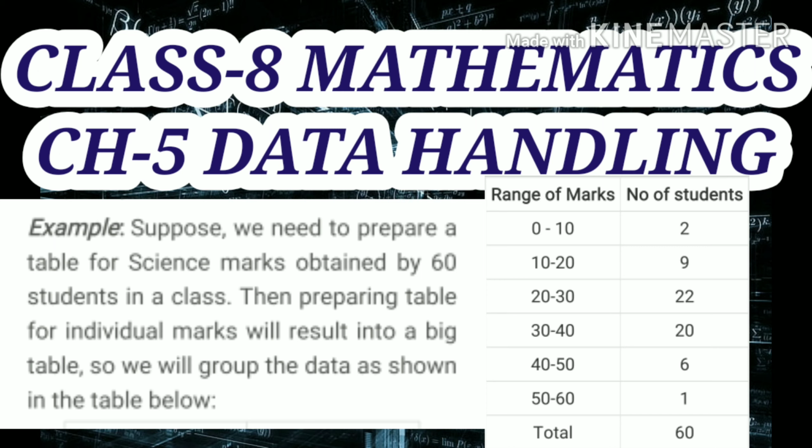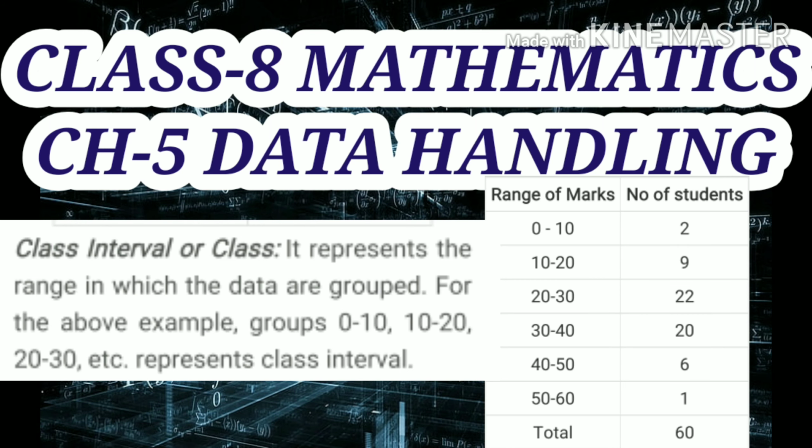So children, if we group the data, the table we get is called a frequency distribution table with grouped data. It is very easy to understand and we can very easily interpret such a table. Now children, we will discuss some technical terms related to the grouped frequency table.